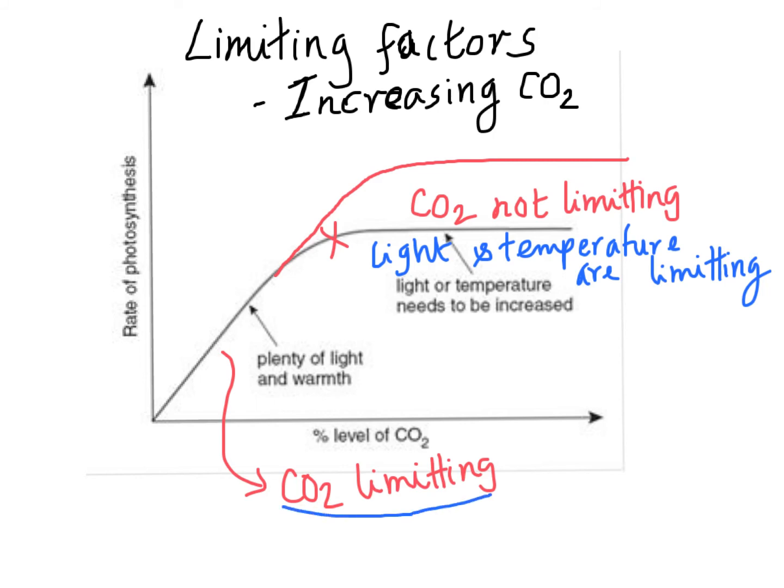Carbon dioxide is the limiting factor at the start because the rate is still increasing when you increase the carbon dioxide. Past this point, as you can see, carbon dioxide is not limiting, but light and the temperature are limiting factors in this part of the graph.